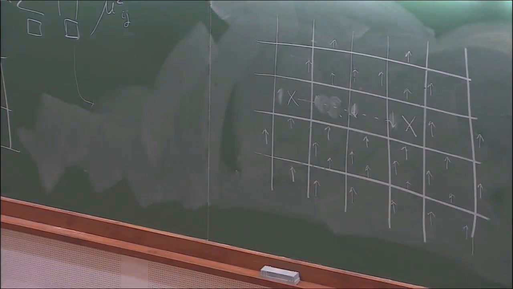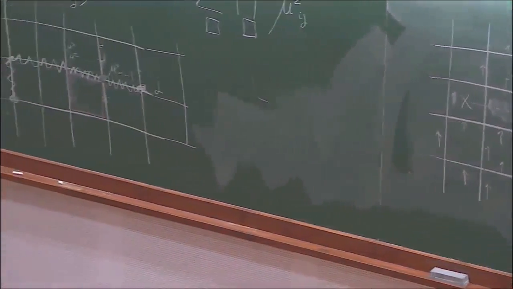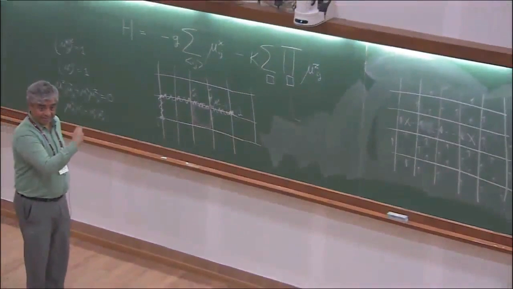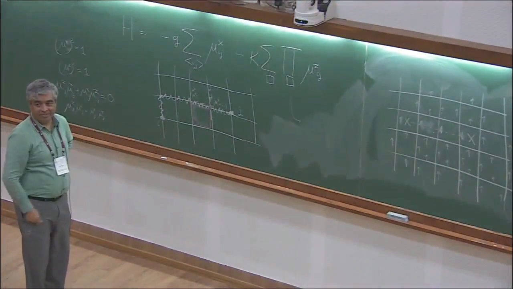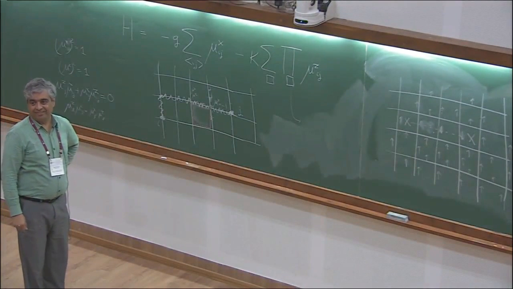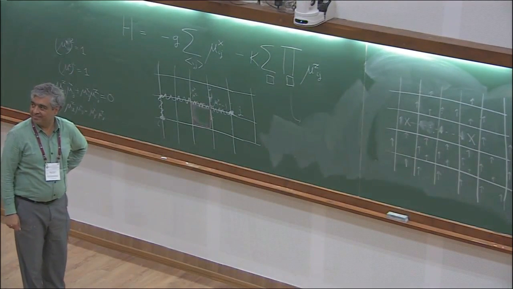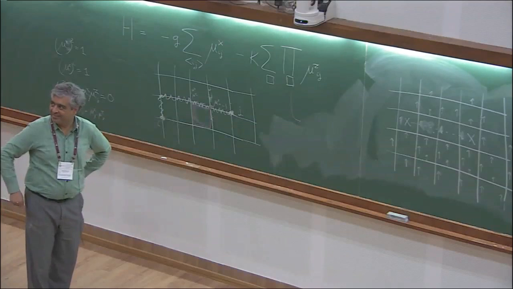Now, one thing I haven't discussed is how to make this gauge invariant. There's no electric charges here, so I should have a state where I hit G and get back to the same state. So I'm going to have to sum over closed loops in some complicated way. I'll let you figure out how to do that. Maybe Kedar will do that tomorrow.